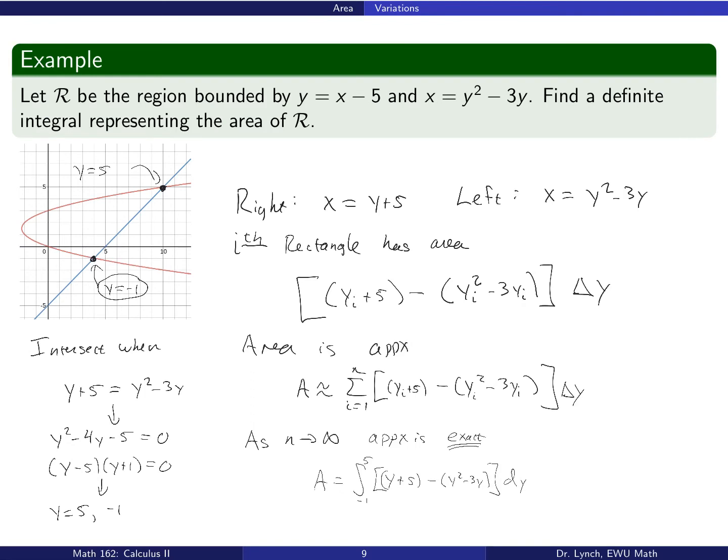So the approximation of the area is given by this Riemann sum. As n goes to infinity, this approximation becomes exact, and the sum, of course, becomes an integral from minus 1 to 5. Those were the y values we solved for on the intersection. Minus 1 to 5 of the quantity y plus 5 minus the quantity y squared minus 3y. Of course, this integral isn't so hard to evaluate, and you can quickly come up with the value. But in this problem, we're actually just asked to find a definite integral representation, so we can stop here.